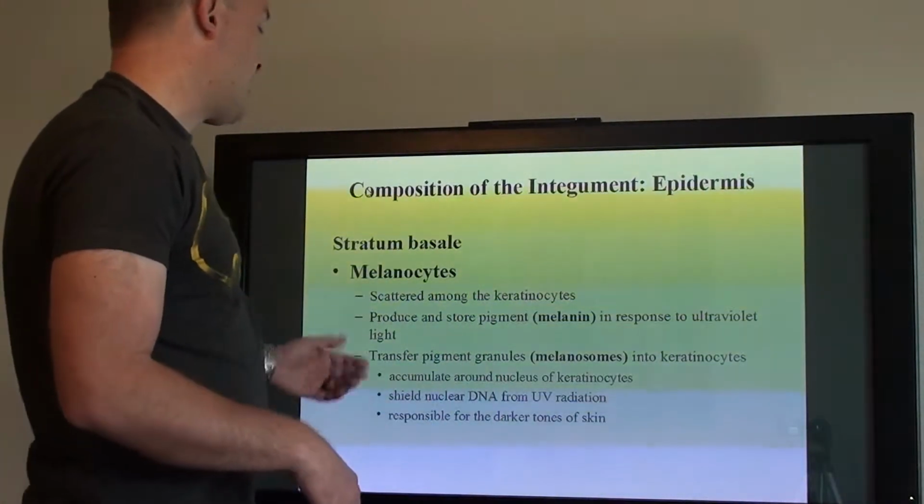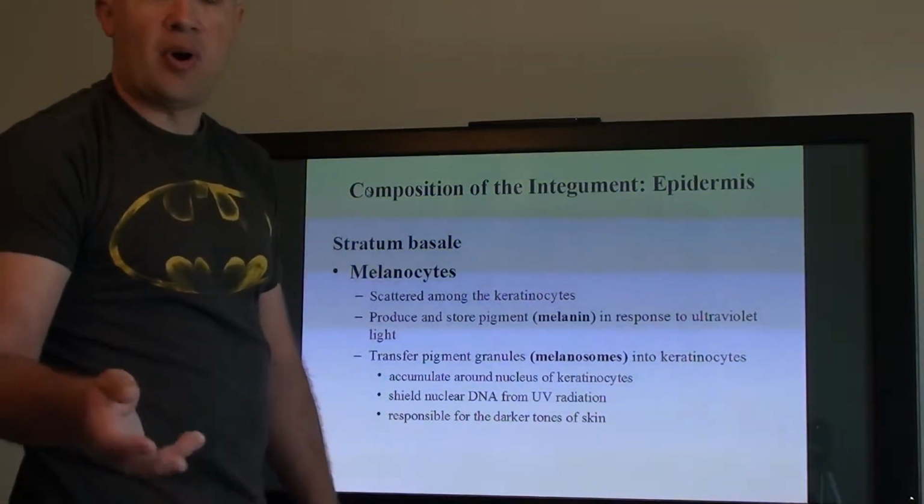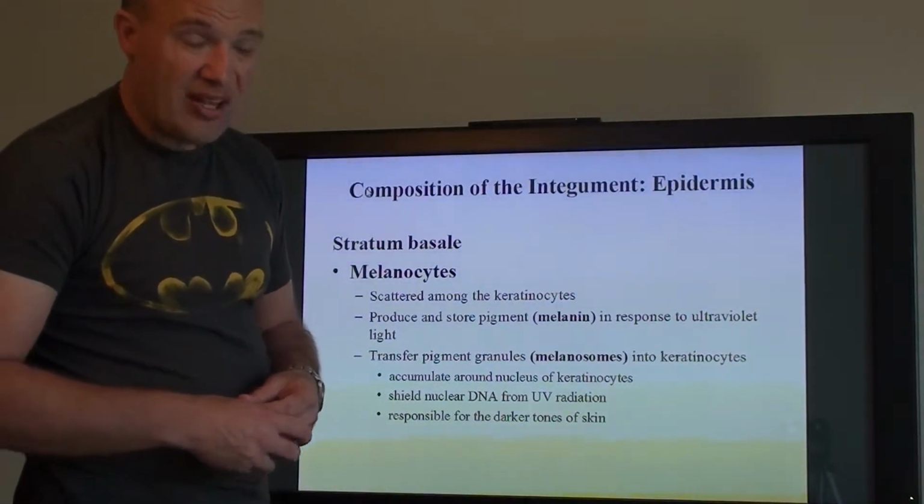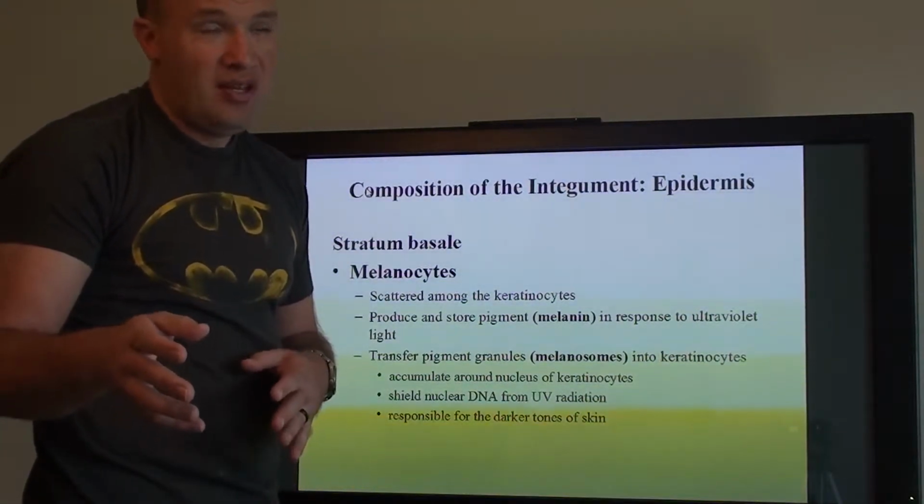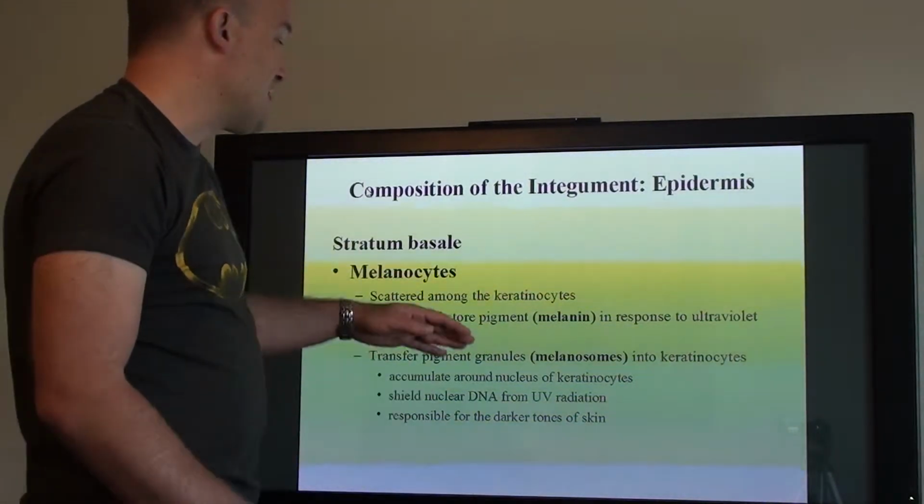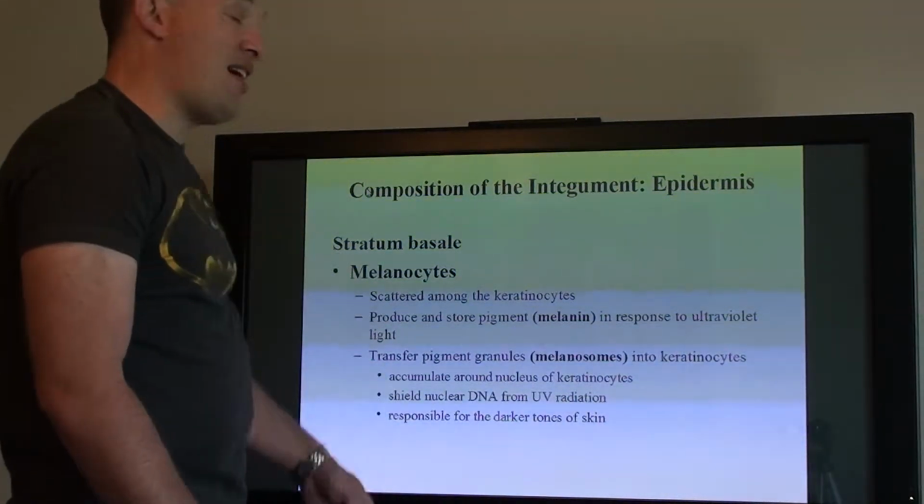Alright, the second cell type that we see in the stratum basale, melanocytes. You've probably heard about melanin. Don't confuse it with melatonin. That's a substance that makes us sleepy, regulates the sleep-wake cycle. This is melanin. So this is what makes us look tan, is melanocytes.